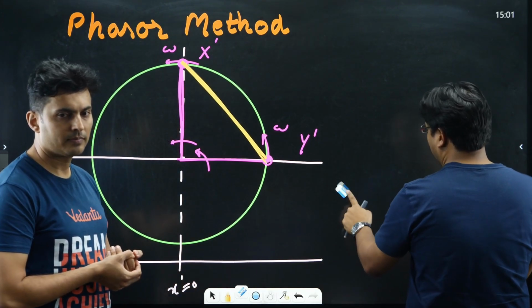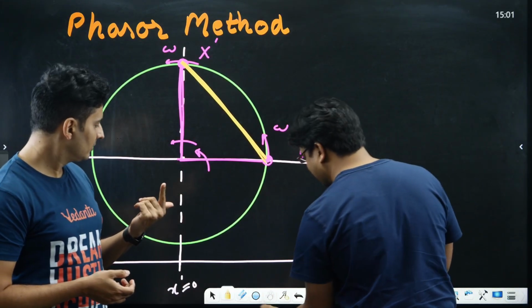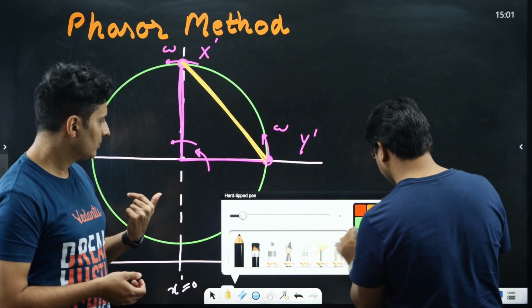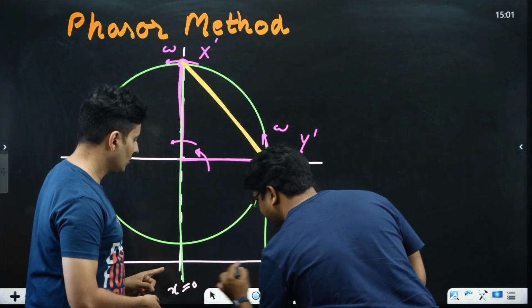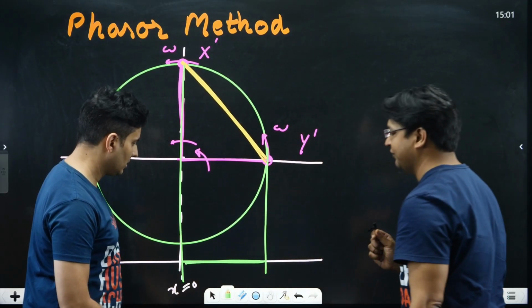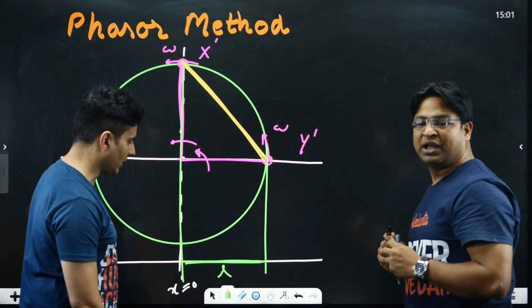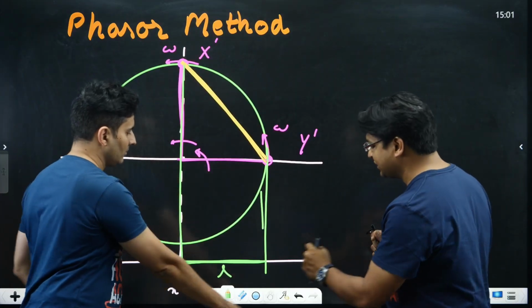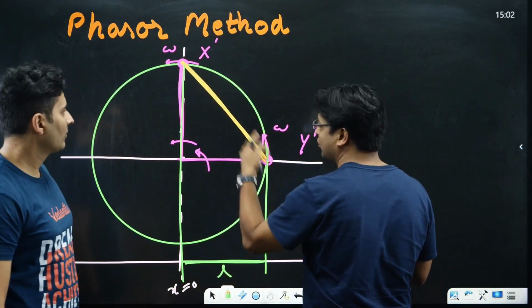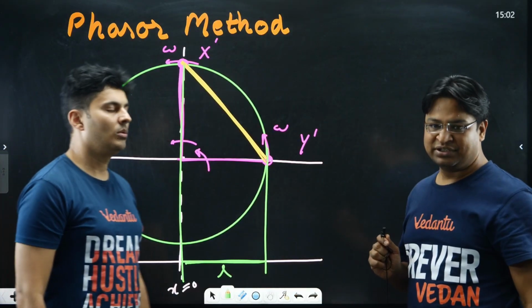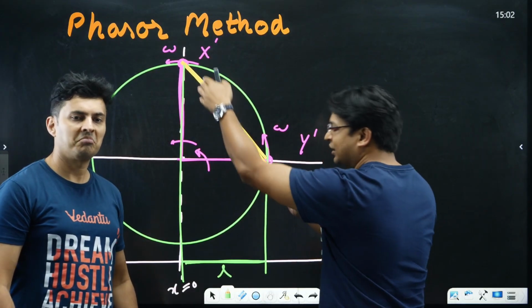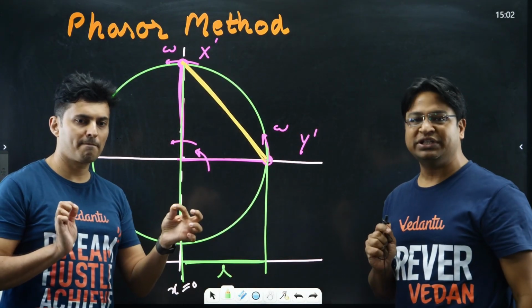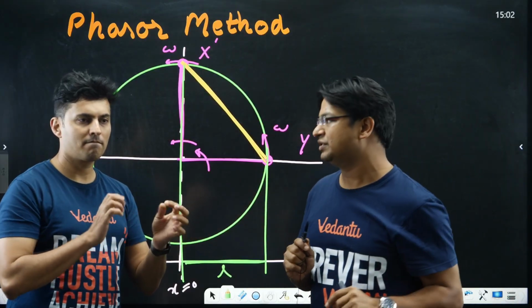Now, at this very moment, the distance between the two blocks would be this to this, which is L. At this very moment it would be L. And if we notice carefully, it is nothing but the projection of this chord on the x-axis. So this chord is rotating, and at any moment, the projection of this chord on the x-axis is the distance between the two blocks.